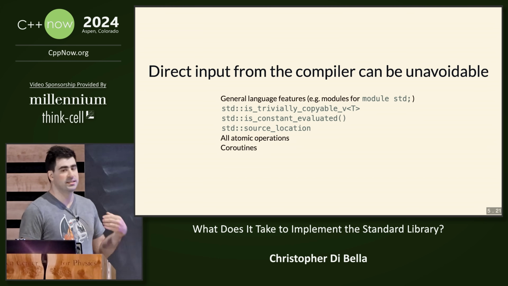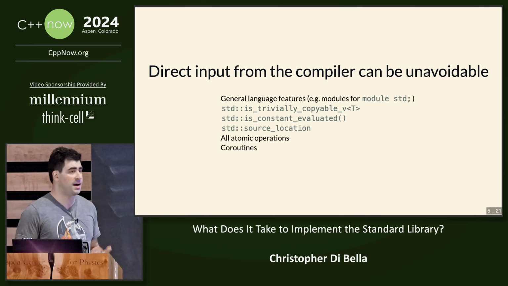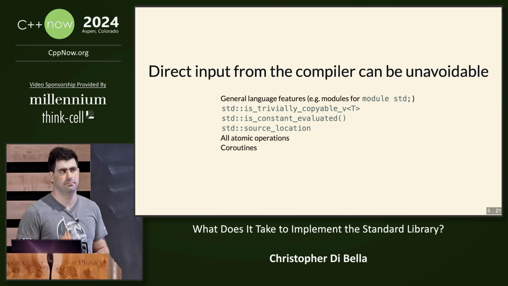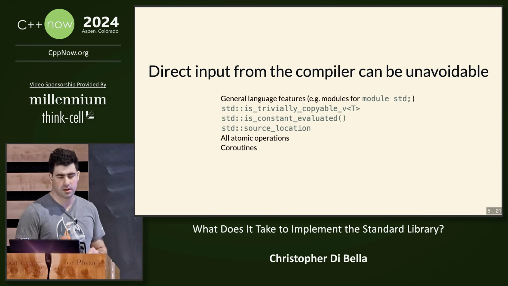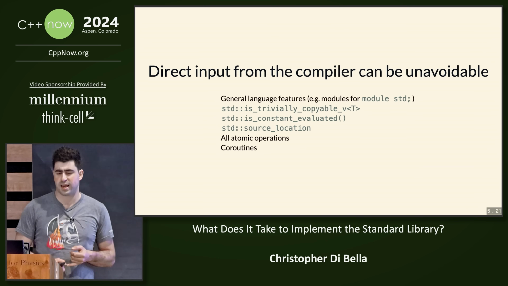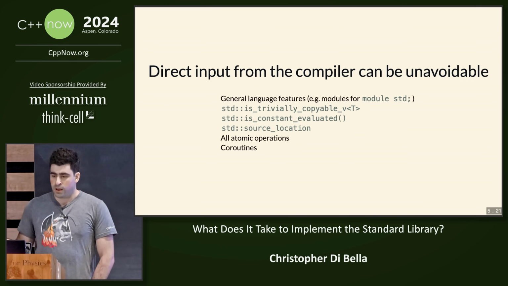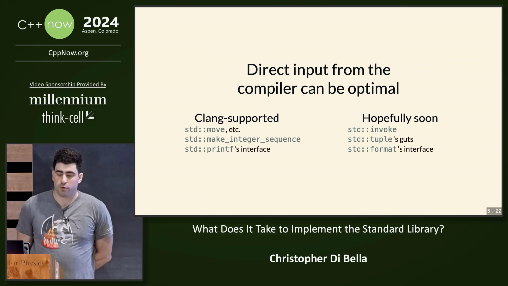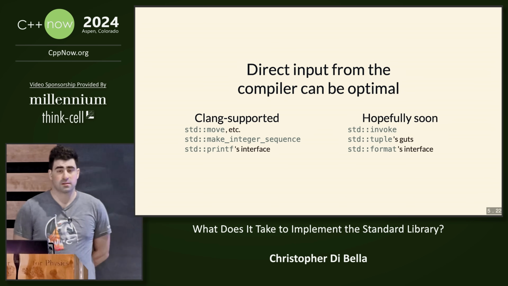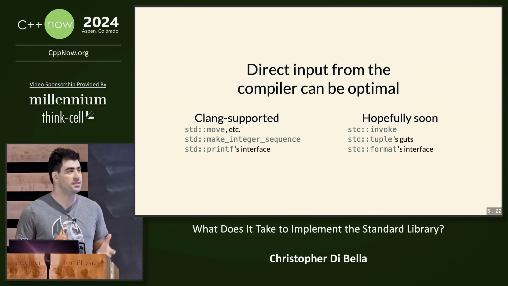Then there's things like is_constant_evaluated, which again is something only the compiler has. All the atomic operations are pretty much done inside Clang, at least. I'm pretty confident the same is true for GCC, but I don't know about MSVC. And then things like coroutine support, and source location, those sorts of things are things that only the compiler can know. Then there's things where direct input from the compiler can be optimal. It doesn't mean that we need to implement them in the compiler, but it is really something that we should consider putting in the compiler.